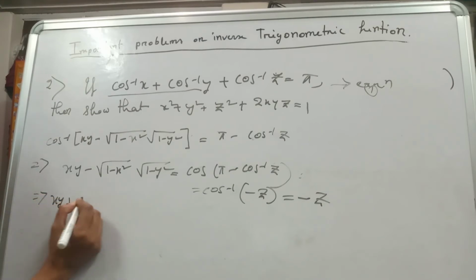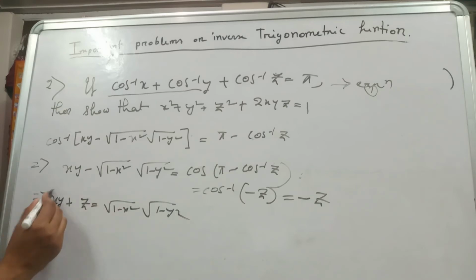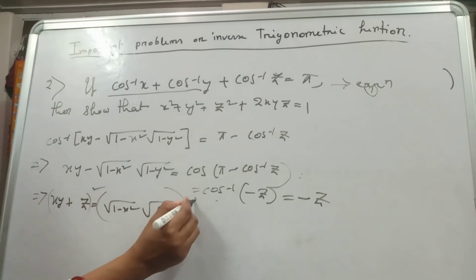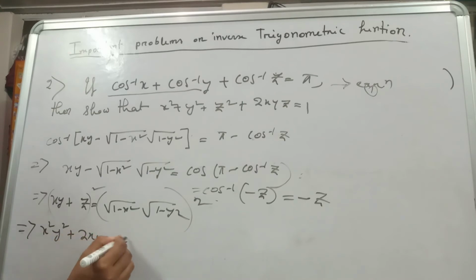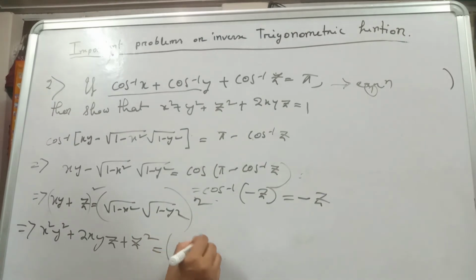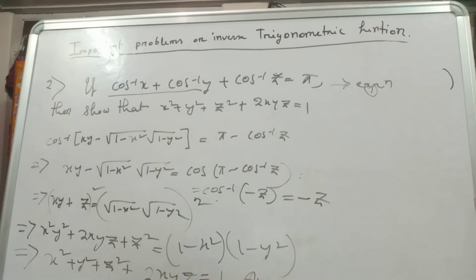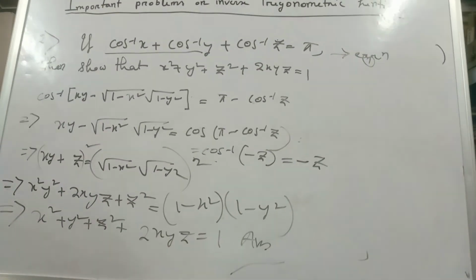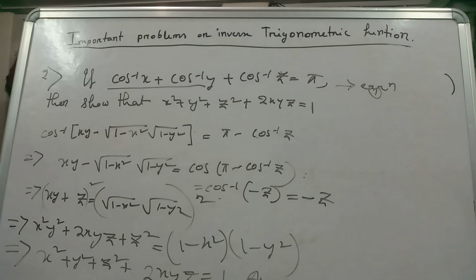Therefore, xy plus z equal to root over 1 minus x square root over 1 minus y square. On squaring both sides, we get x square y square plus 2xyz plus z square equal to 1 minus x square 1 minus y square. After calculating this very easily, we can prove x square plus y square plus z square plus 2xyz equal to 1, which is our answer.